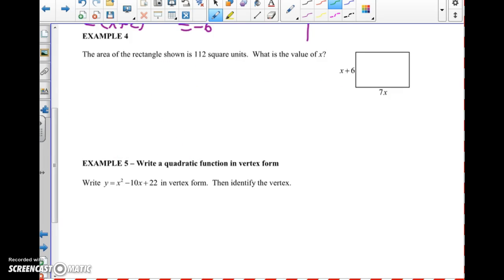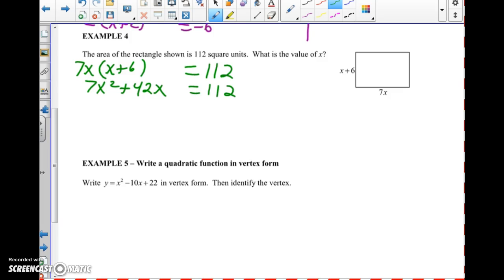The area of a rectangle shown is 112 square units. What's the value of x? Okay, all right, so now set this one up for me. What would it be? 7x times x plus 6, right? And that's going to equal how much? 112, right? Okay, now what's the next thing we would do? Distribute, right? So you're going to get 7x squared plus 42x equals 112.